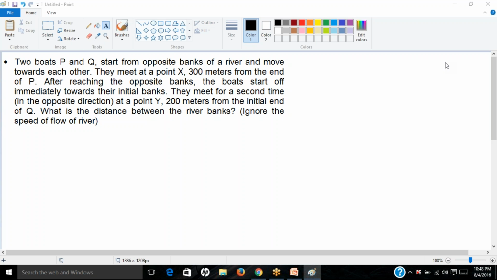Okay, fine. Forget the river flow. I'm saying if in the first case you meet 300 meters from one end, then the other fellow would have also met 300 meters from his end, right? That means the total distance would become 600. Now after they cross, they will reach the opposite banks at the same time. Again they start going towards each other. They will meet midway. Then in the second case, they should have met 300 meters again, from either end. But now they are saying it's 200 meters. That means what? Obviously, the two boats have different speeds.